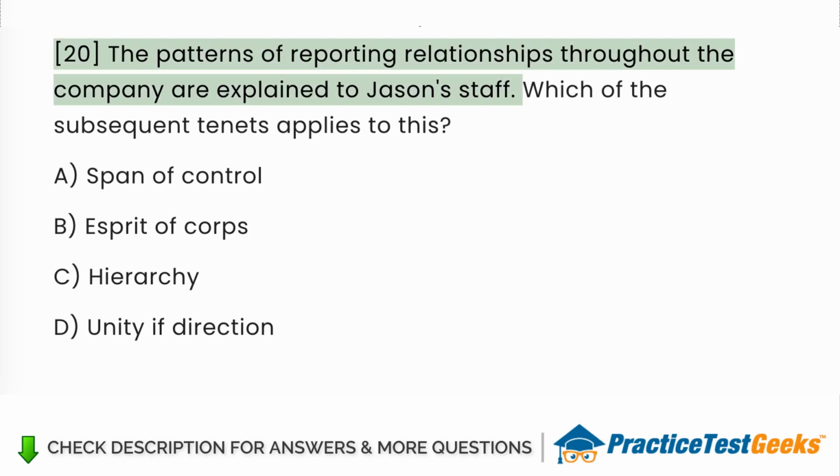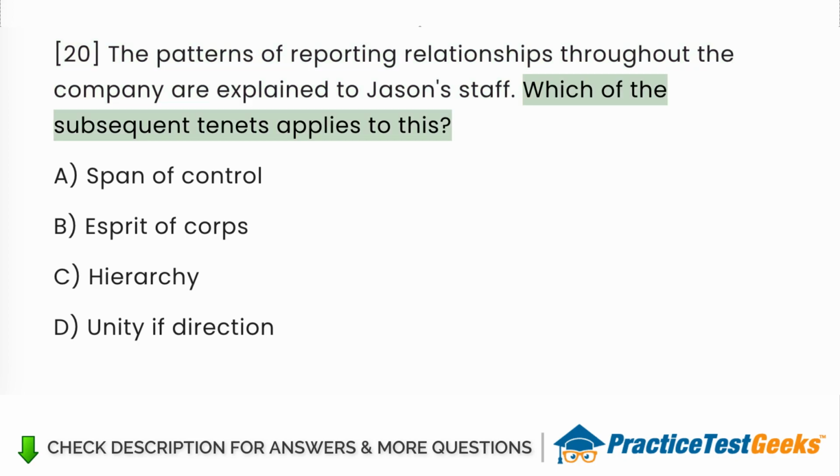The patterns of reporting relationships throughout the company are explained to Jason's staff. Which of the subsequent tenets applies to this? A. Span of control. B. Esprit de corps. C. Hierarchy. D. Unity of direction.